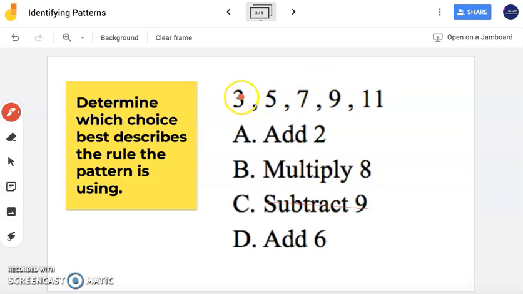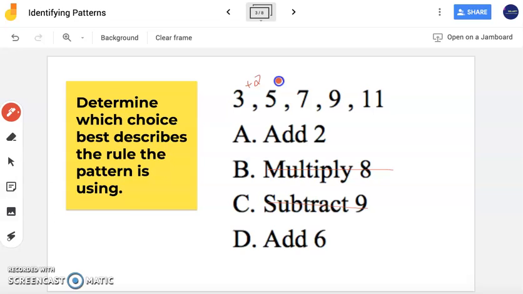So if I look between 3 to 5, 3 times something gives me 5. Nothing times 3 gives you 5. So that means multiplication is out of the picture. Now we need to determine which addition, add 2 or add 6. 3 plus some number gives you 5, 3 plus 2. And let's see if that works for my other values.